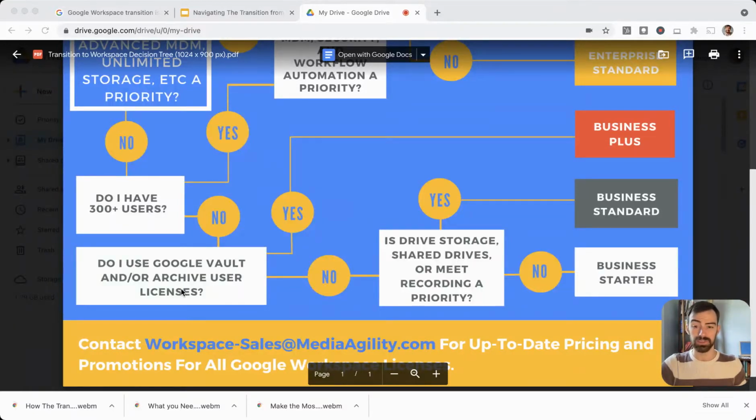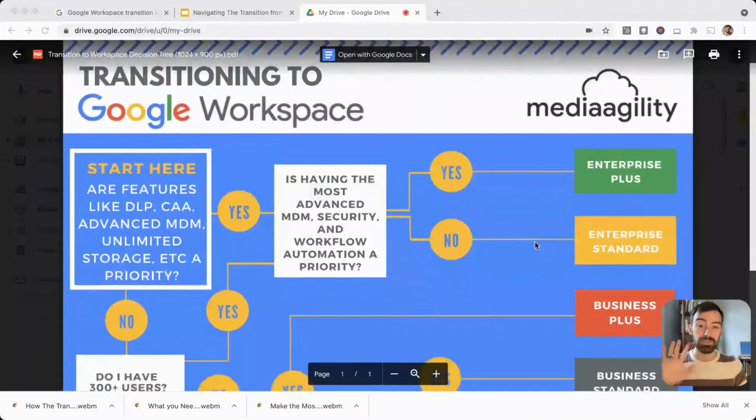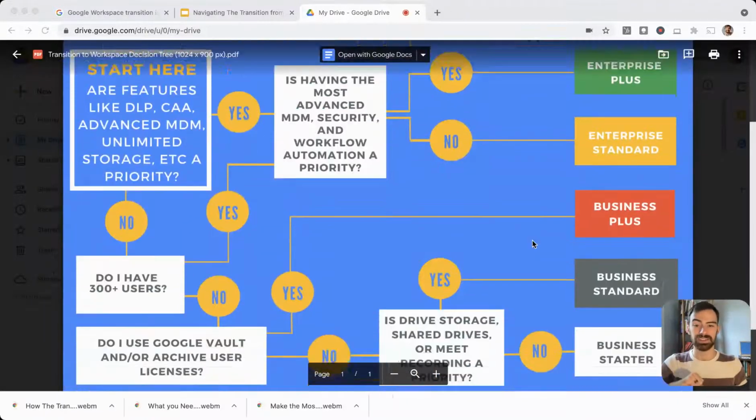If you do not use either of these two, then the question comes down to the amount of storage that you like. Do you need shared drives, and is Meet recording a priority for you? If shared drives, Meet recording, and drive storage above 30 gigabytes per user is a priority, then you're looking at Business Standard licenses. Again, a $12 SKU. If you really just need the most basic licensing possible, then we can take a look at the Business Starter licenses. Again, I really simplified this for your benefit. If you want to take a look at those features, download that data sheet below.